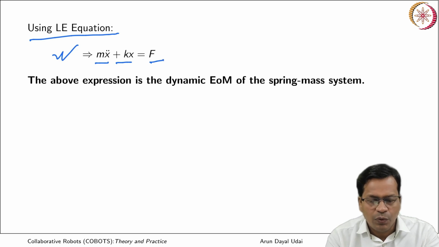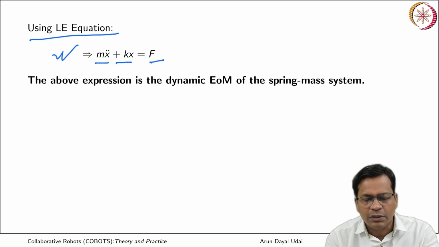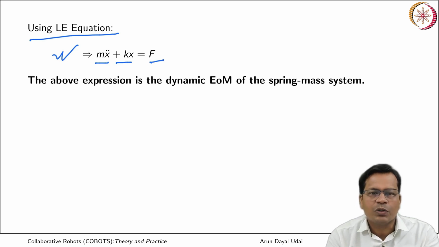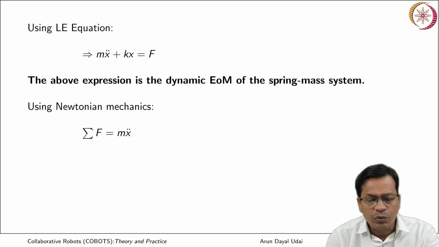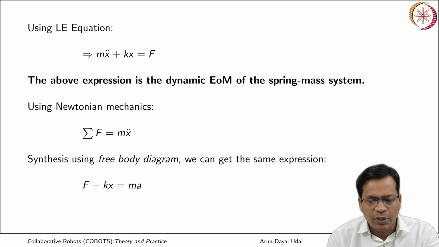F is the force. The above expression is the dynamic equation of motion of a spring mass system. Using Newtonian mechanics also, you know already, summation of all the forces is equal to mass into acceleration. So, we can use it here as well. So, using a free body diagram, we can get the same expression.